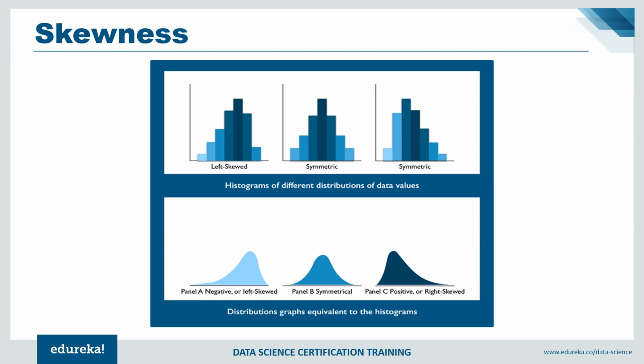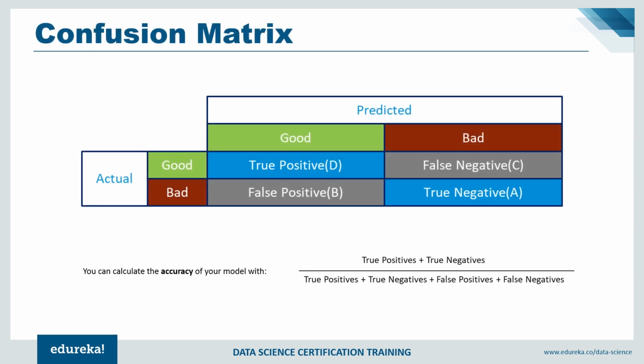So after skewness, what we need to know about is the confusion matrix. Now, confusion matrix represents a tabular representation of actual versus the predicted values. Now, this helps us find the accuracy of the model when we are creating any machine learning or deep learning model. To find the accuracy, what we do is plot a confusion matrix. So what you need to do is you can calculate the accuracy of your model by adding the true positives and the true negatives and dividing it by the true positives plus true negatives plus false positives plus false negatives. That will give you the accuracy of the model.